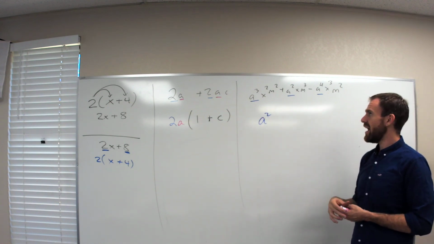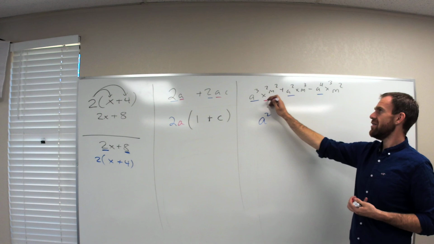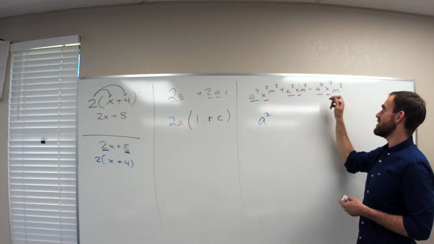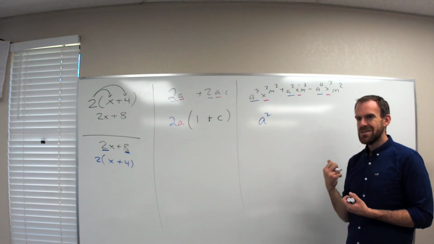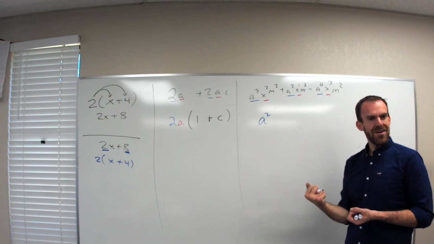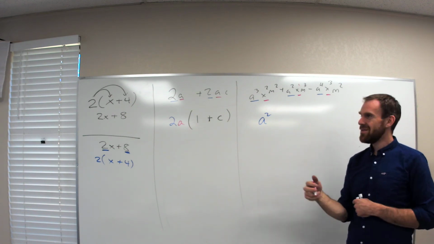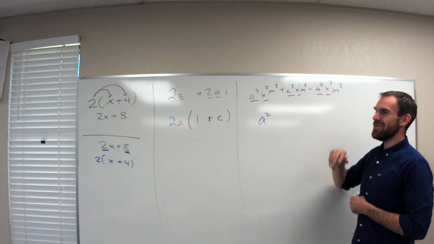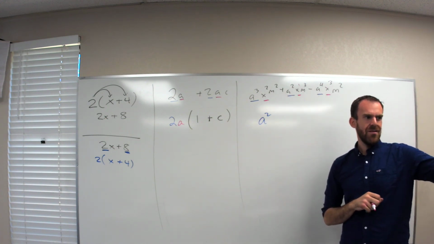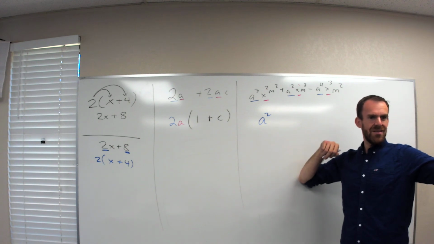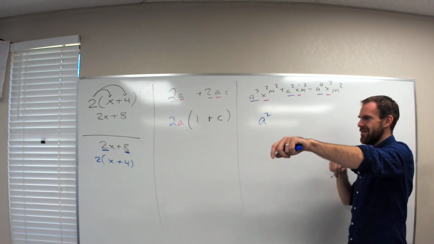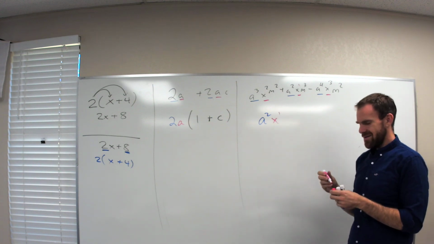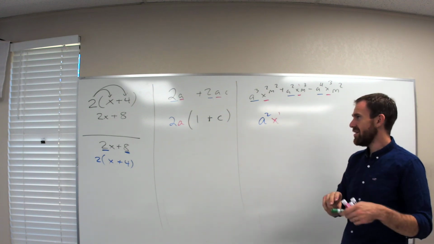Now let's look at the x's. We have x squared, we have x to the 1, and we have x cubed. How many x's do they have in common? It's always the lowest number. We have 2, 1, and 3. Lowest number? 1. Okay.